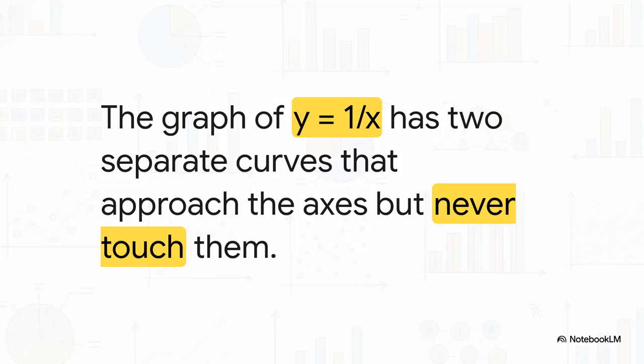Next, this is a reciprocal graph. Y equals 1 over x. See how it has 2 separate parts that kind of mirror each other? A really key feature is that the curves get closer and closer to the axes, but they never actually touch them. We call those boundary lines asymptotes.